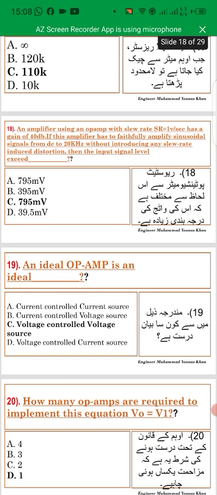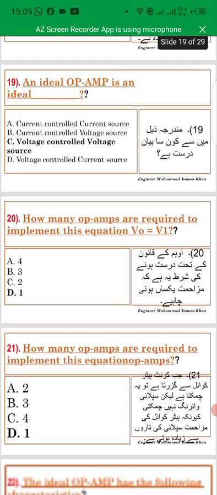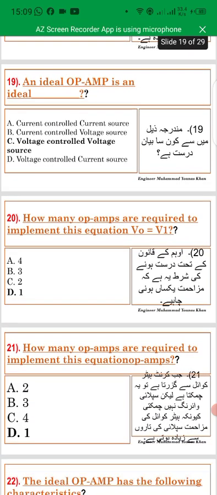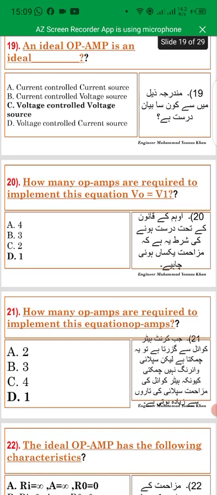An amplifier using an op-amp with slew rate SR equal to 1 volt per microsecond has a gain of 40 dB. If this amplifier has to faithfully amplify sinusoidal signal from DC to 20 kHz without introducing any slew rate induced distortion, then the input signal level exceeds 95 mV. An ideal op-amp is an ideal voltage controlled voltage source.